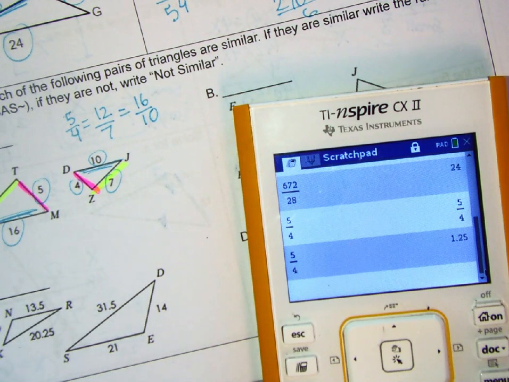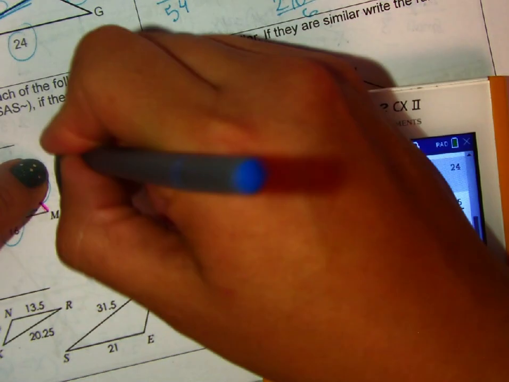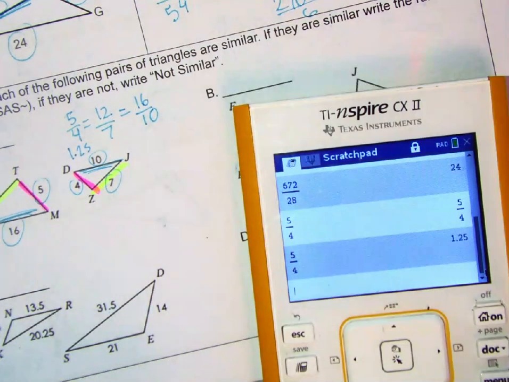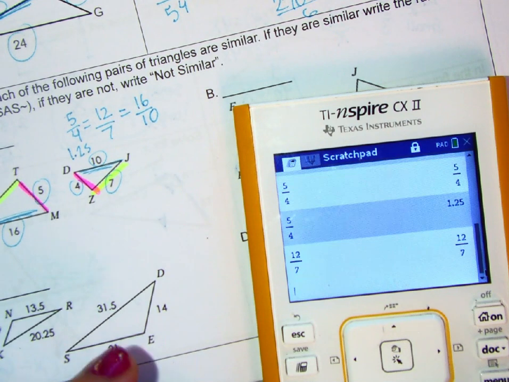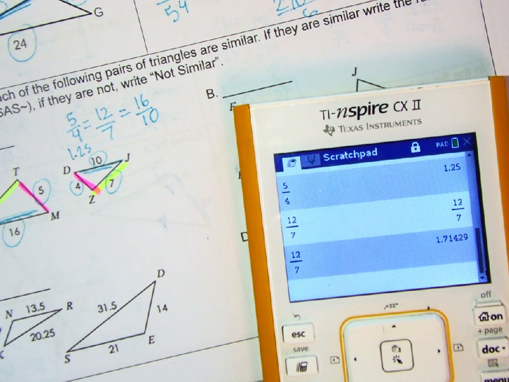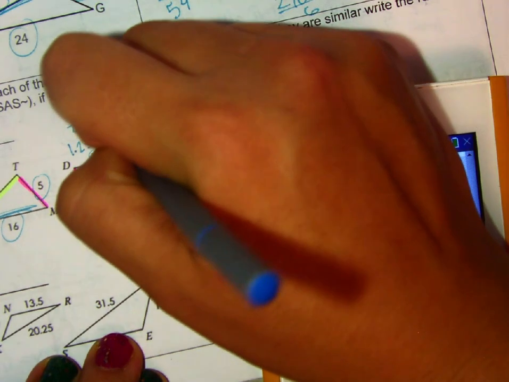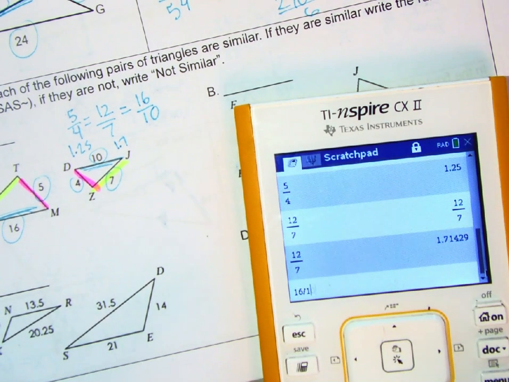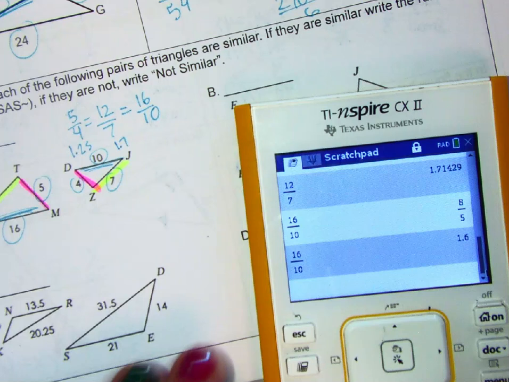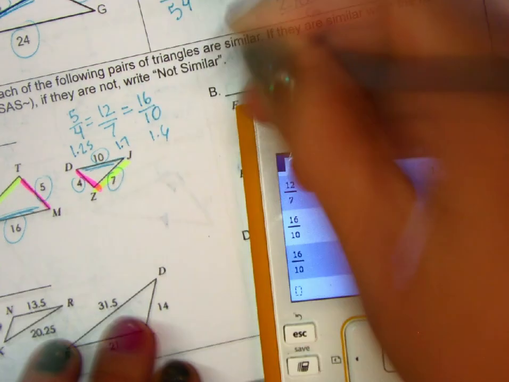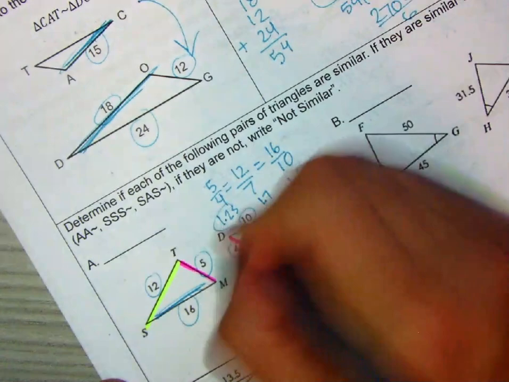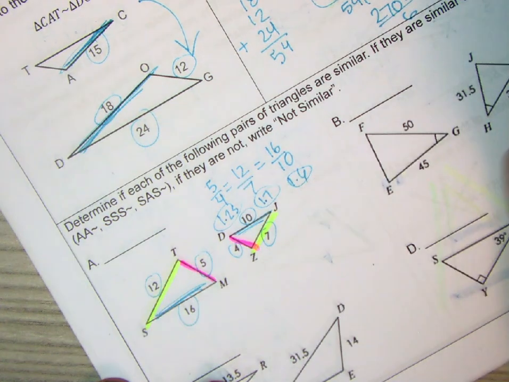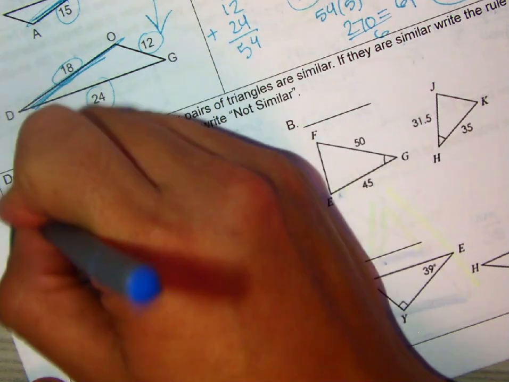I'm going to turn that into decimal, and that's 1.25. 12 divided by 7, and that's 1.7. And then 16 divided by 10, that's 1.6. So all of these, when they're decimal, they're definitely not equal. So we're going to say we're not similar.